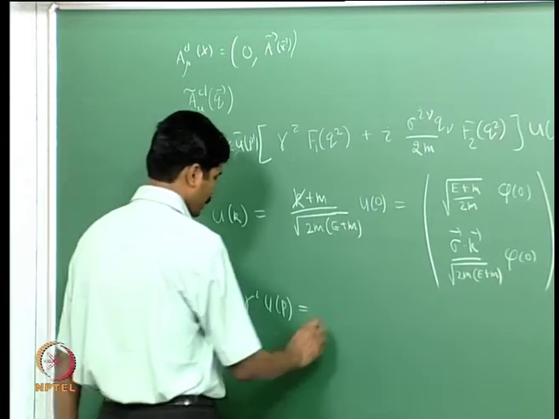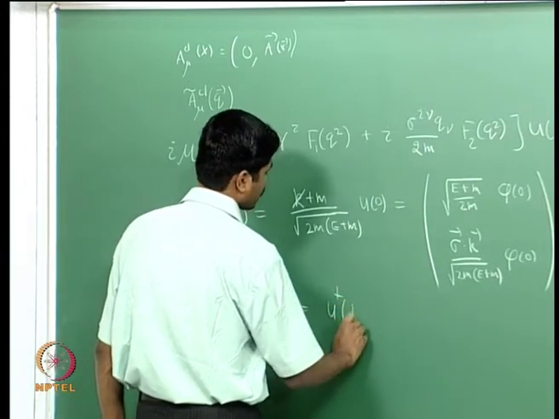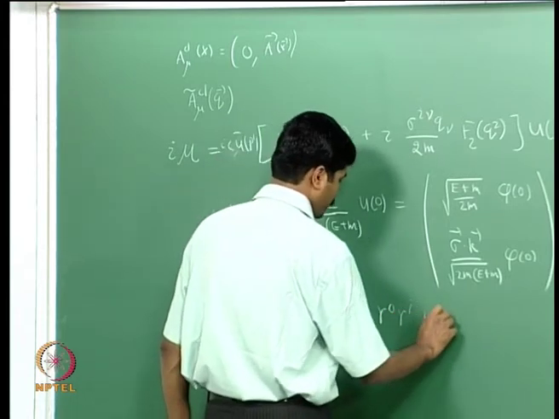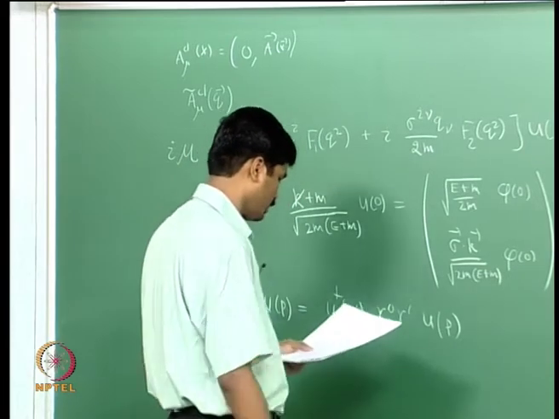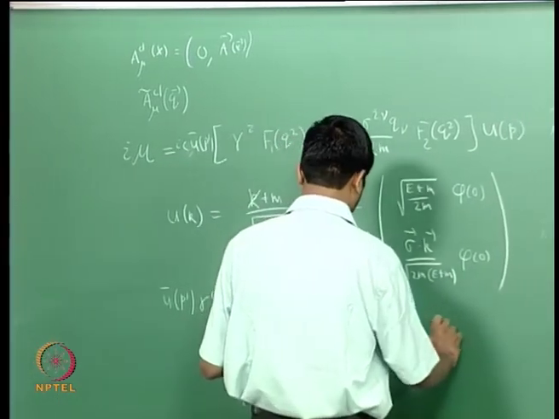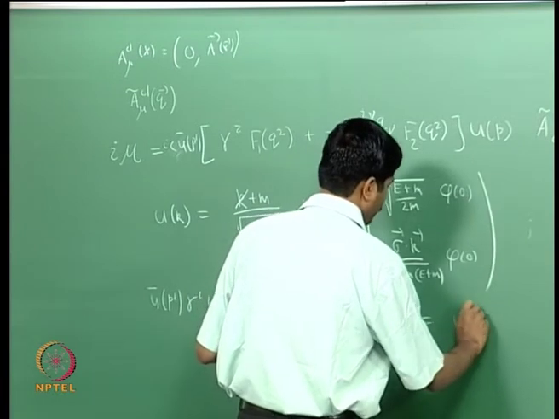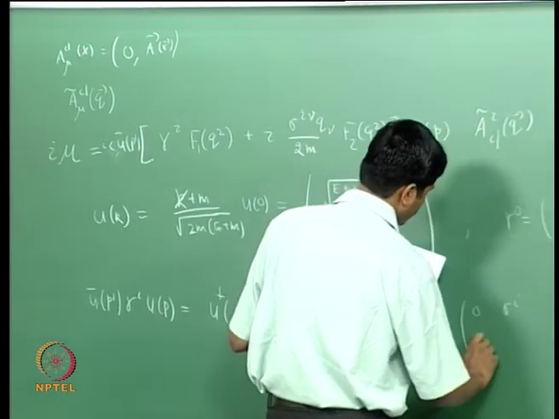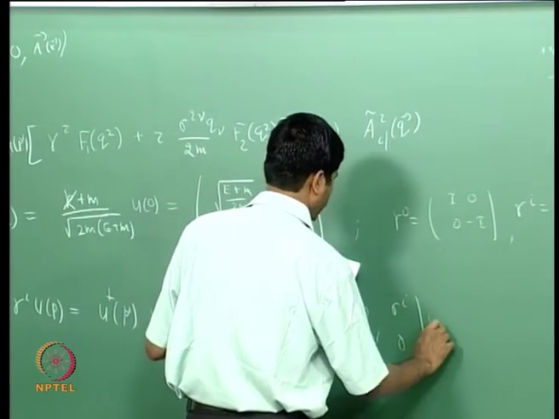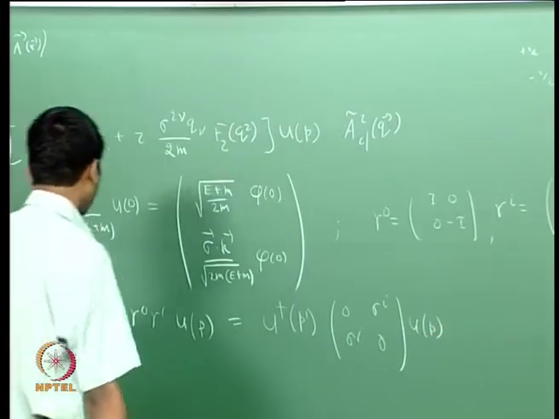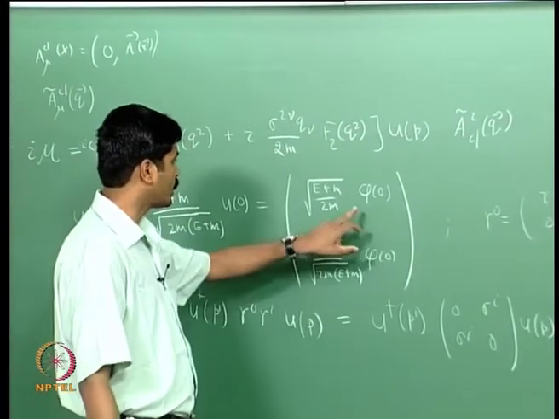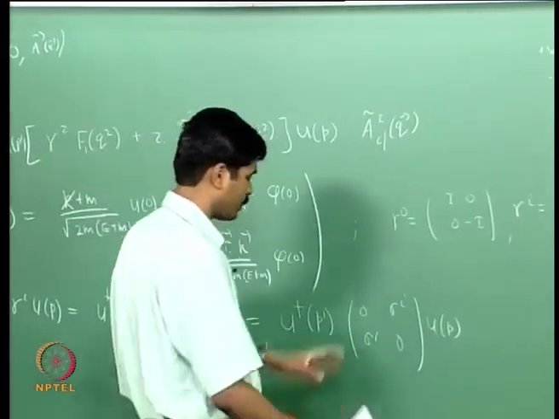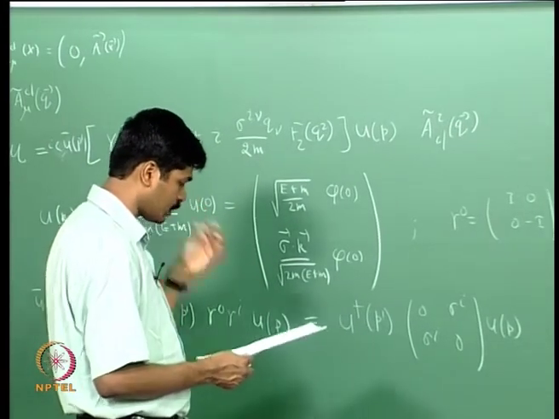We will write it as u†(p′)γ⁰γ^i u(p), so u†(p′) times (0, σ^i; σ^i, 0) times u(p). Now we will express this quantity. We will put for u†(p′) this expression, and also for u(p) this, and then we will evaluate this. So what do we get?